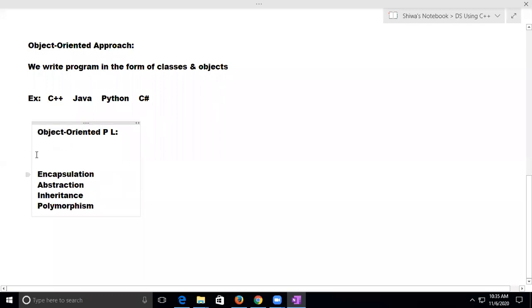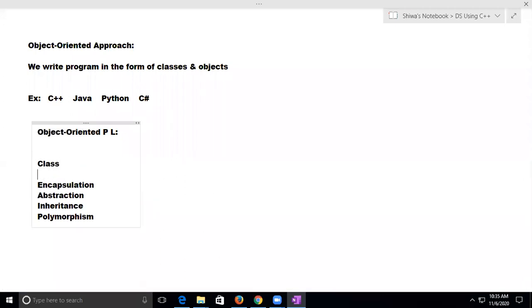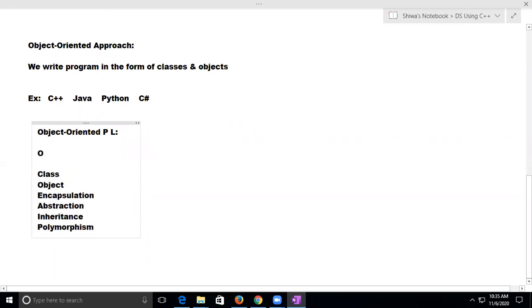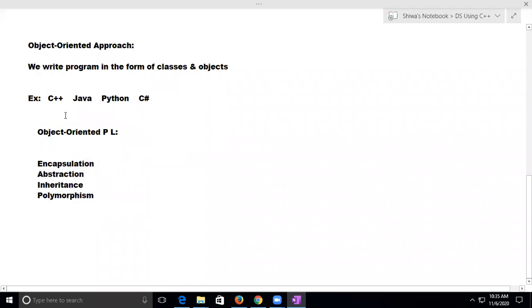Okay, so for all these four concepts, two common concepts are there. Those are class and object. For these four concepts, two common concepts we use, those are class and object. So these are called OOPS concepts. You already know it. If any language supports encapsulation, abstraction, inheritance, and polymorphism, that is called an object-oriented programming language. In these programming languages, we write programs in the form of classes and objects.